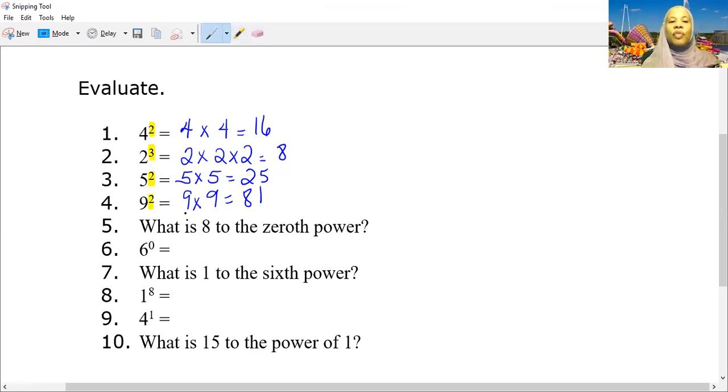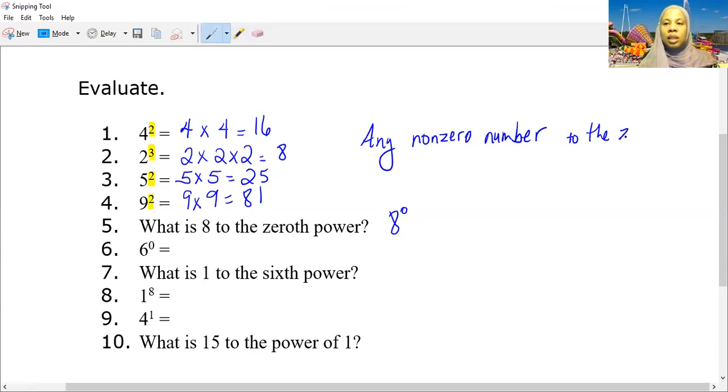Okay. Now, number 5, it says, what is 8 to the 0th power? Okay, so you write it as 8 to the 0th power. Now, there's a rule in math that says any non-zero number. That means any number that's not 0. Any non-zero number to the 0 power, any number to the 0 power equals 1. Okay, so 8 to the 0 power equals 1. Just like 9 to the 0 power equals 1. Any non-zero number, any number except for 0.